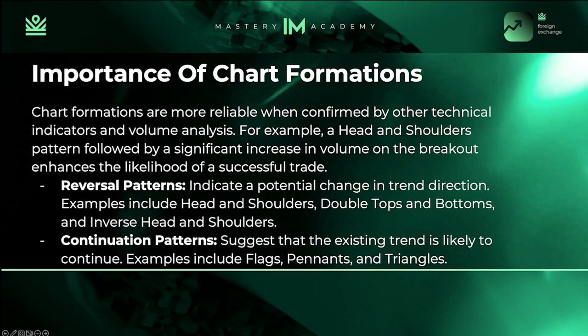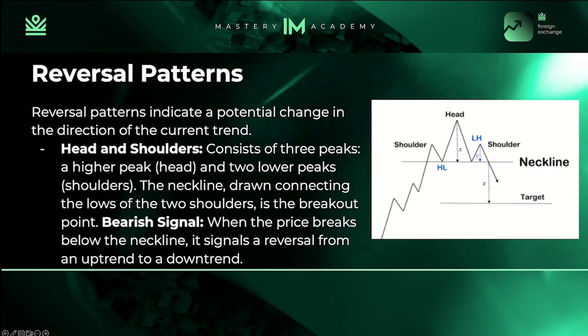Now, there's two different types of patterns. The first is known as reversal patterns, which indicate a potential change in the trend's direction. Examples include head and shoulders, double tops, and inverse head and shoulders. The continuation pattern suggests that the existing trend is likely to continue. And examples include flags, pennants, and triangles, all of which we're going to cover inside of this video lesson. Now, for the first type, we're going to focus on reversal patterns.